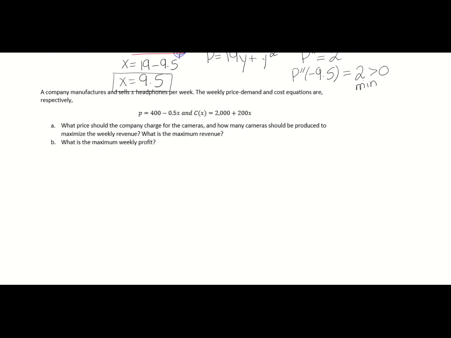Let's look at a different type of question. Still optimizing, so maximizing or minimizing. A company manufactures and sells x headphones per week. The weekly price, demand, and cost equations are given respectively. And so now here they give us the equations, which I think makes the question a little bit easier. Part A: what price should the company charge for the cameras and how many cameras should be produced to maximize the weekly revenue? What is the maximum revenue? So that's the key here.